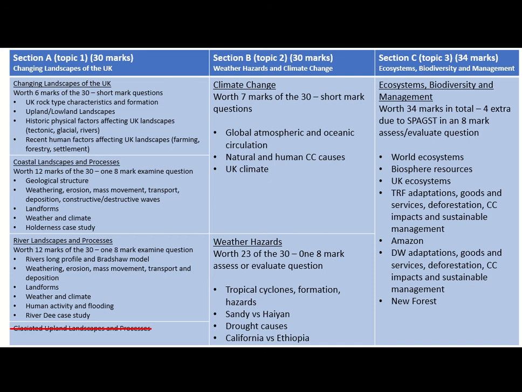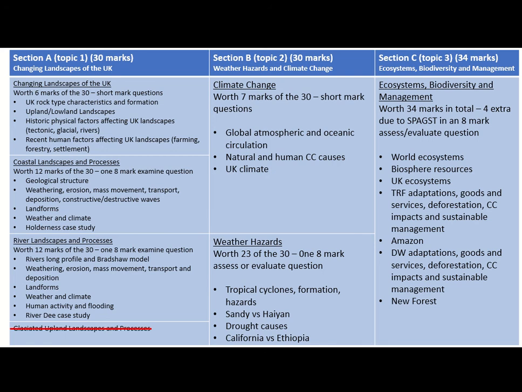Okay, one of the world's biomes is tropical rainforests, and within that section, which I've abbreviated to TRF here, you have adaptations of tropical rainforests, goods and services they provide, deforestation and what's causing it, how climate change is affecting tropical rainforests, and how it is being managed sustainably, with a case study of the Amazon rainforest. You'll need to know about specific things they're doing in the Amazon to help manage sustainably the problems associated with climate change and deforestation. Then there is almost an identical section, but this time for deciduous woodlands, where you look at adaptations, goods, services, deforestation, climate change, sustainable management.